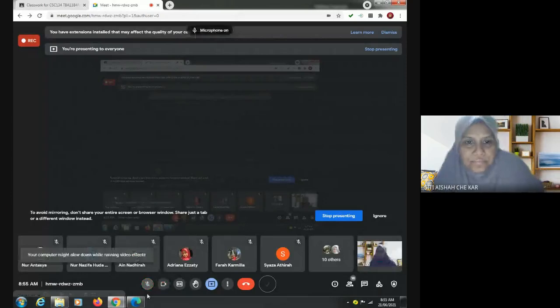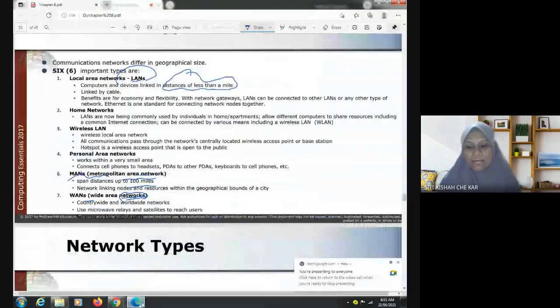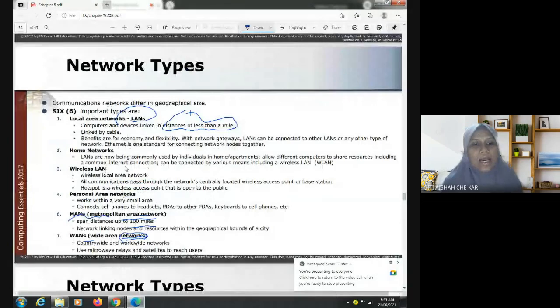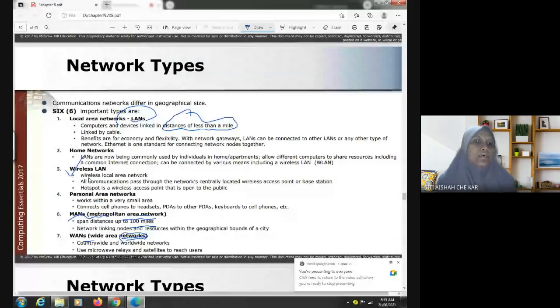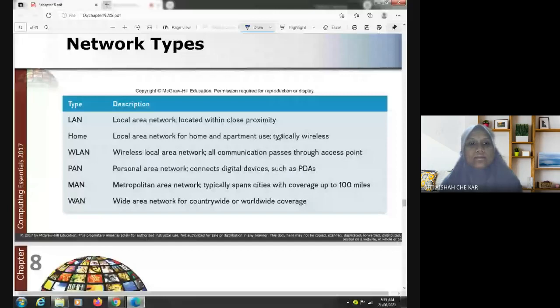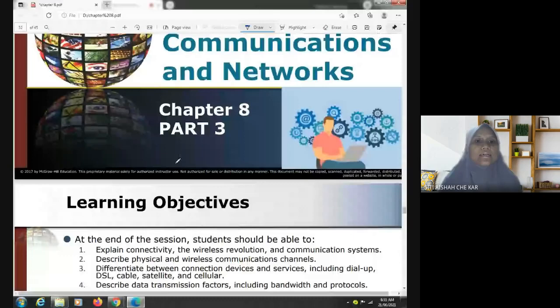Okay, and then we have the latest technology. We have wireless ataupun kita Wi-Fi lah. Okay, Wi-Fi. So yang lagi kecil daripada LAN, kalau LAN less than a mile, kita ada juga home network. Okay, this is the summary of network types that are available. Okay, we go to objective 7, network architecture.